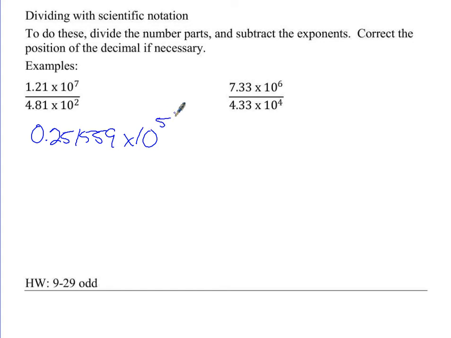Now once we've done that, we have to make sure that it actually is in scientific notation still. Is this correct scientific notation? No, it's not. Because correct scientific notation says that the decimal has to go after the first digit. And that 2 right there would be the first digit. So this decimal has to move over one place to the right.